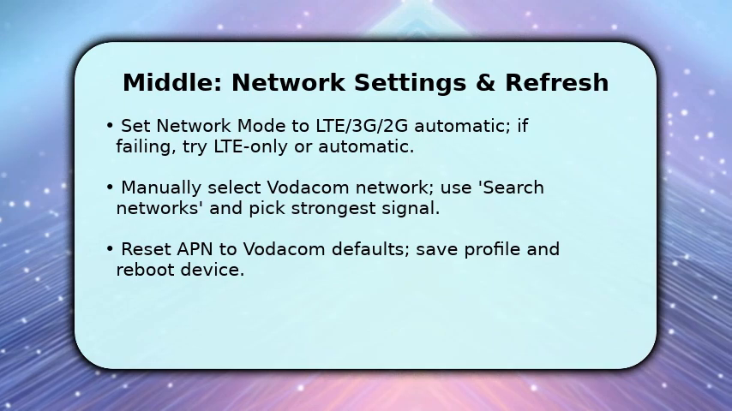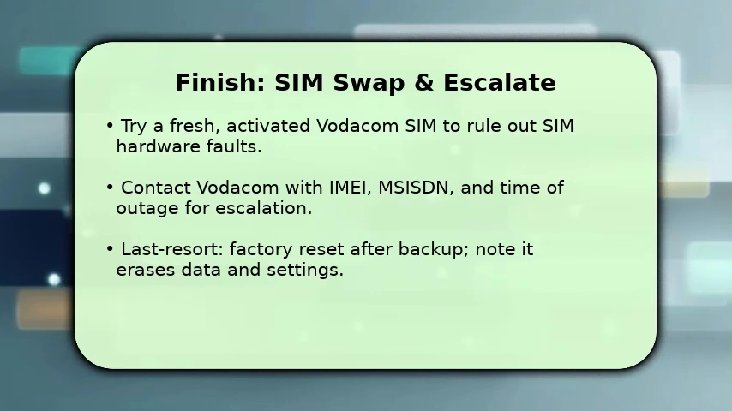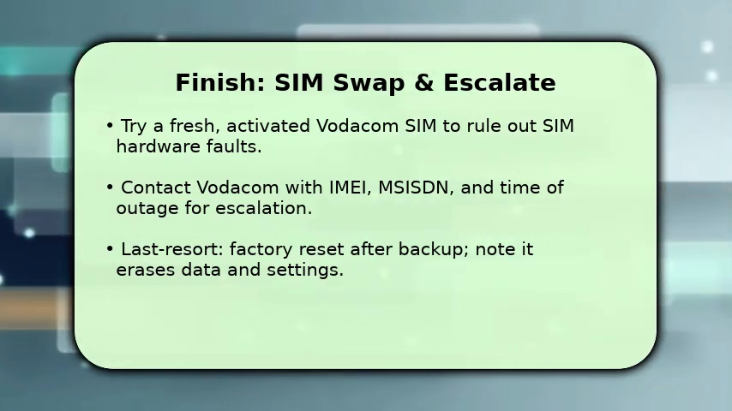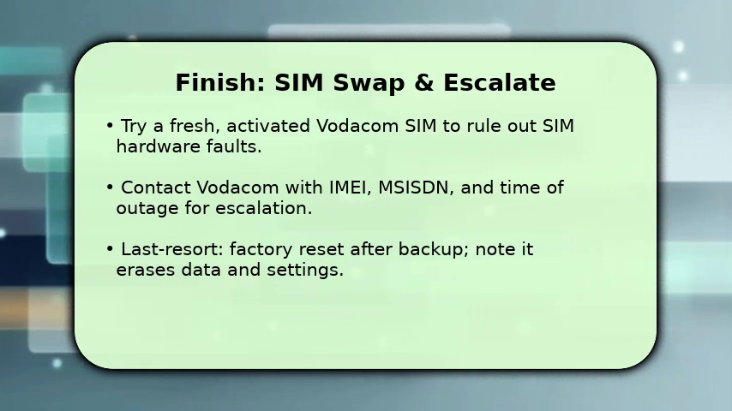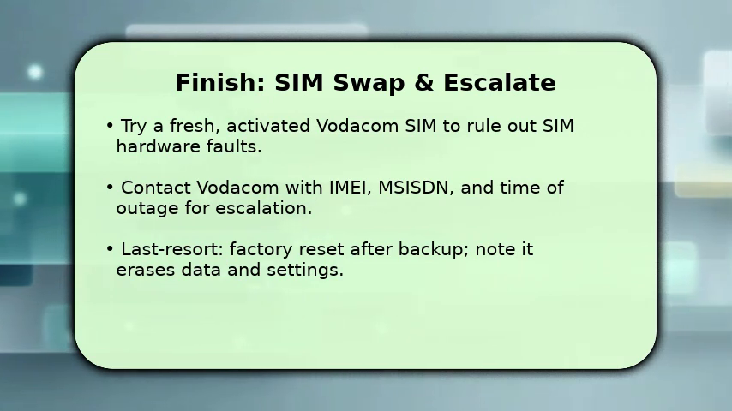For the final steps, first test with a new, activated Vodacom SIM. A faulty SIM card is a common single cause, and replacing it resolves many cases. If the issue persists, contact Vodacom support with your MA, M-System, and precise outage times so they can escalate to RAN or provisioning teams. Insist on a ticket number.